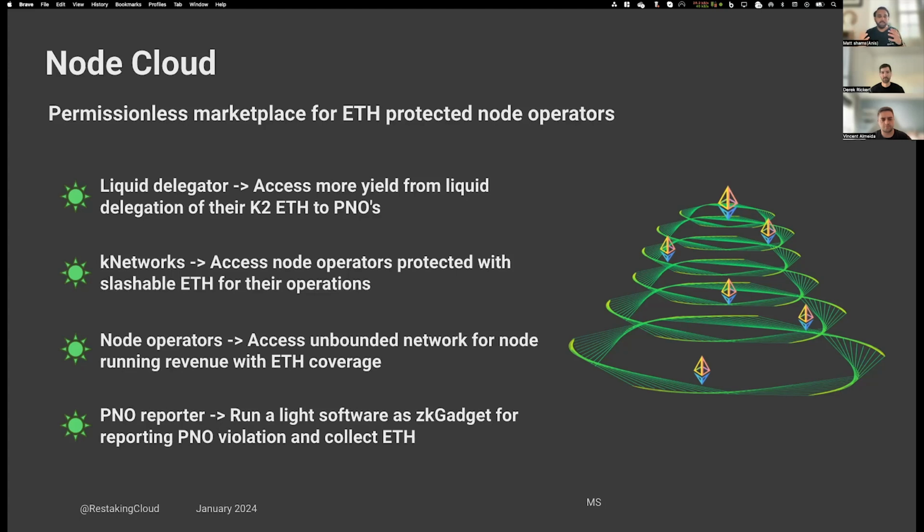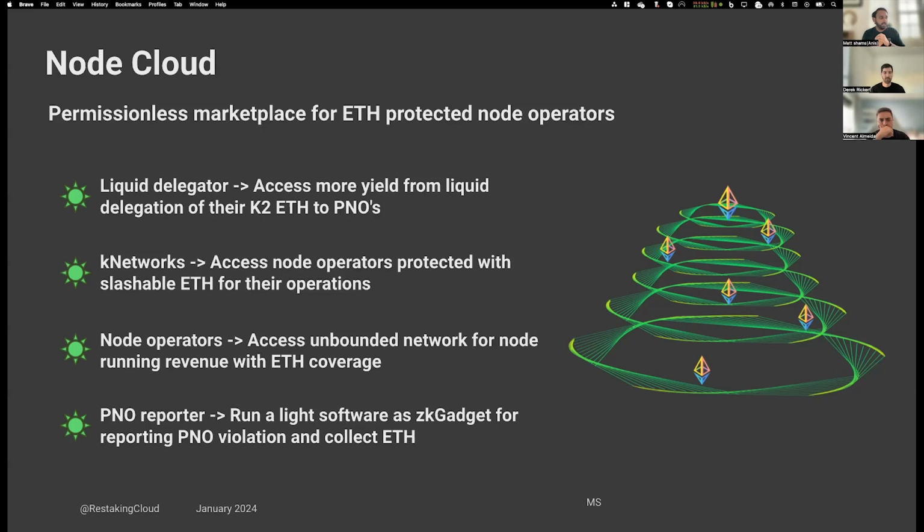But now we bring in the other side of the market: Ethereum validator stakes are there. How about that machine infrastructure being available for others, right? And the PNO, the node operation. So what is a Node Cloud? It is a permissionless marketplace for ETH-protected node operations. Put simply, any node operator, any operation, is protected by ETH. So that's a very specific guarantee that you're giving.